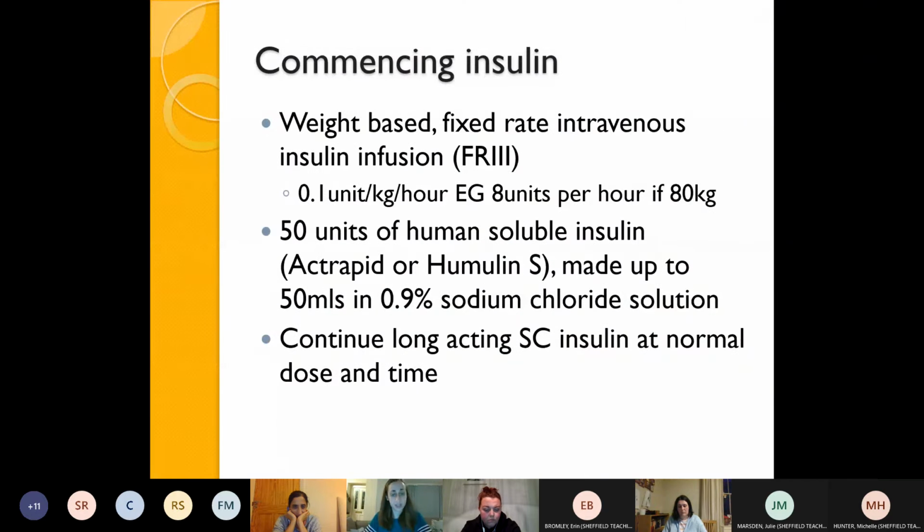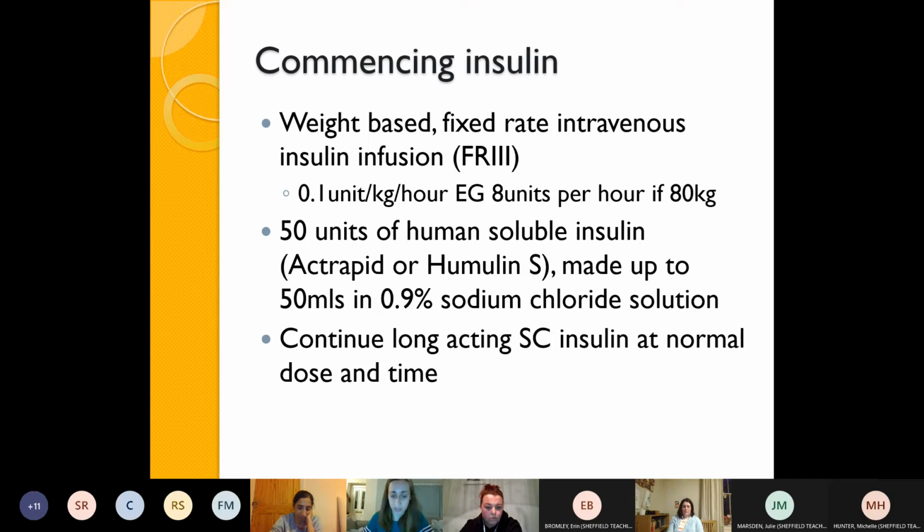And the IV insulin, again, this will all be on the guidelines, but it's fixed rate and it's based on their weight, and we round up to the nearest 10. So someone who weighs 80 kilos, it's 0.1 unit per kilogram per hour. So you just divide by 10. If they're 80 kilos, 8 units per hour. And we prescribe 50 units of Actrapid in 50 mils of normal saline.